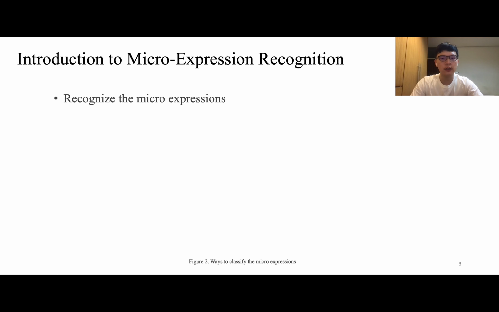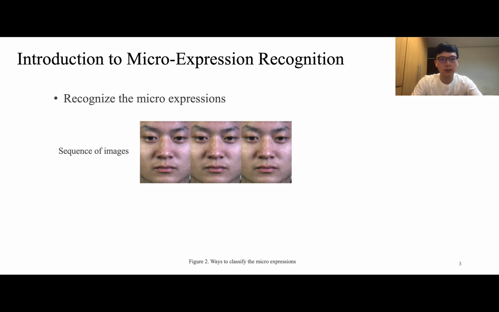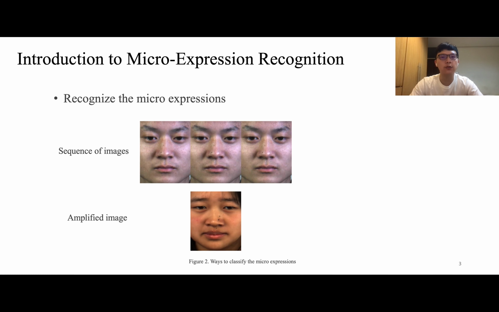So, microexpression recognition is to recognize the microexpressions. There are two common ways to do this, either from a sequence of images or using an amplified image. An amplified image is obtained from a sequence of images, and this amplified frame is easy for human eyes to recognize the expression. For example, you can easily recognize this girl has a negative emotion.